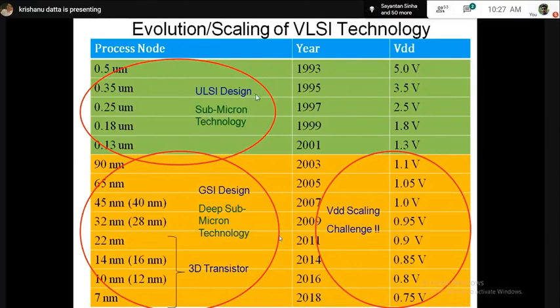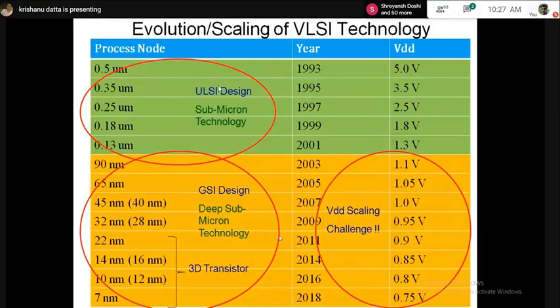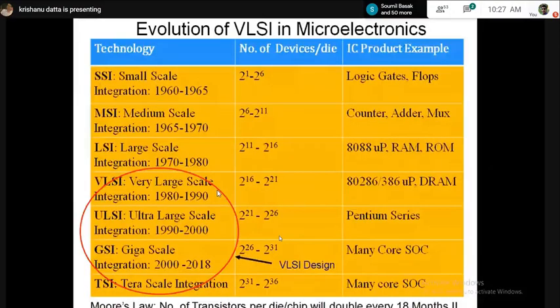Now, another definition: if you see the previous slide, I defined the ULSI group, with a maximum number of transistors of 2 to the power 26, which is 64 million. That was enabled by green zone technologies. So green zone technologies enabled ULSI design. Now for GSI, I said up to 2 billion, 2 to the power 31, that many transistors.